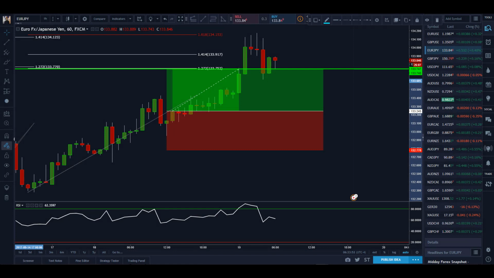All right, so you can see we had a pretty nice follow through on the euro yen trade. Essentially, the market did exactly what we predicted after getting that 3-bar reversal signal, and it's just pretty cool to be able to show you guys different opportunities to take advantage of the market.